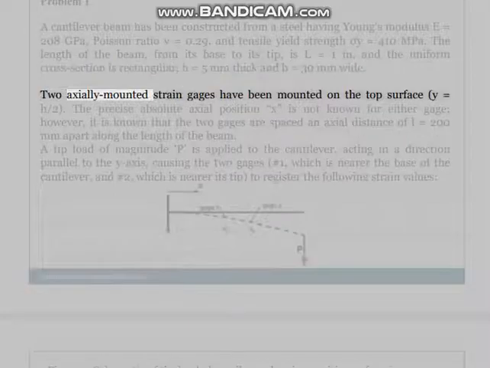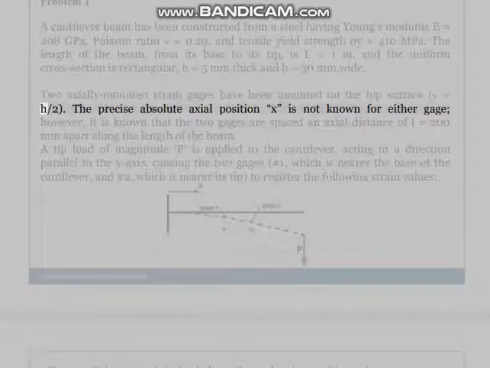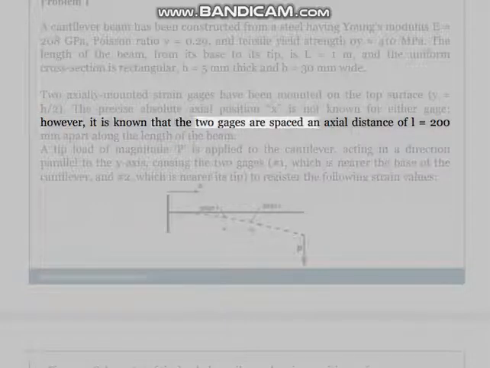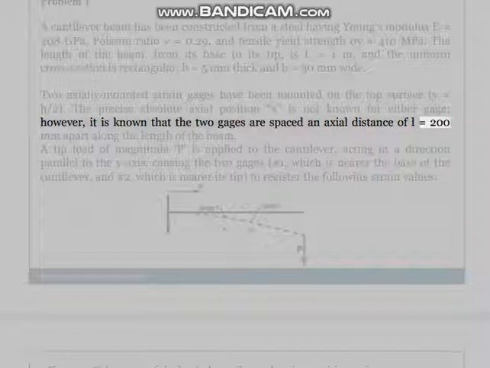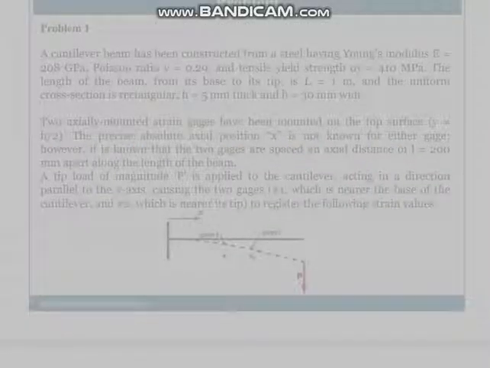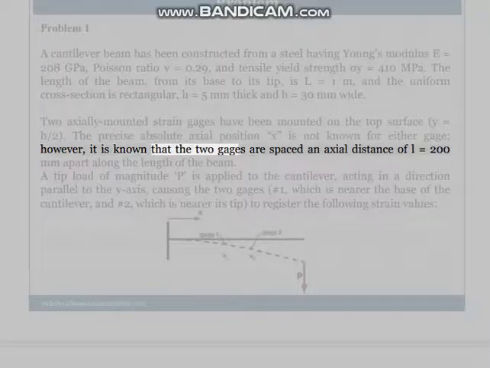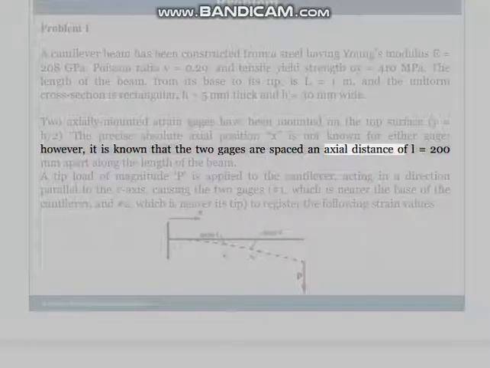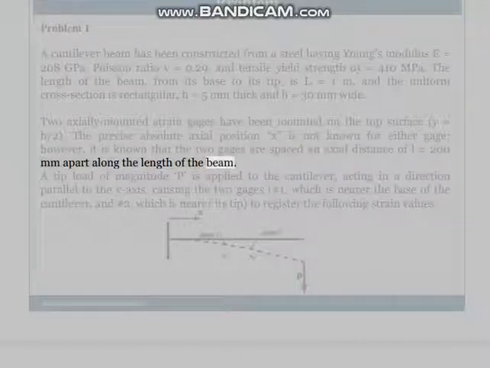Two axially mounted strain gauges have been mounted on the top surface, y equals h/2. The precise absolute axial position x is not known for either gauge, however, it is known that the two gauges are spaced an axial distance of L equals 200 mm apart along the length of the beam.